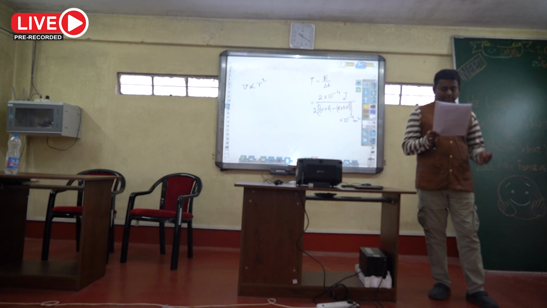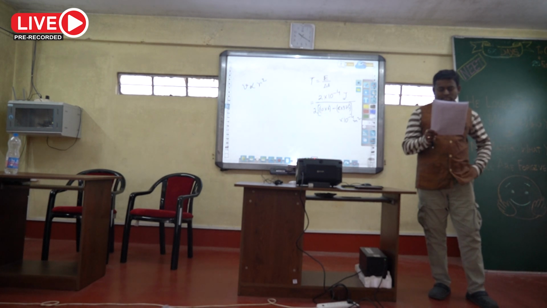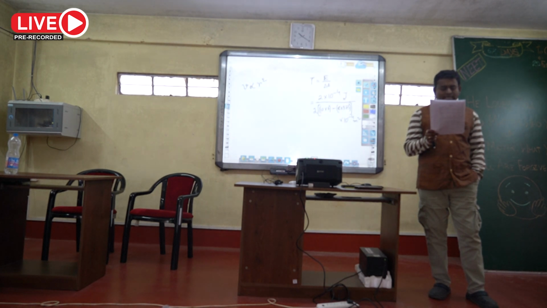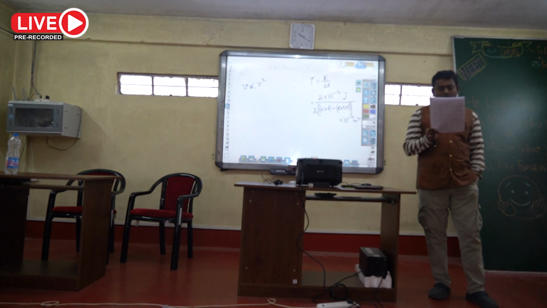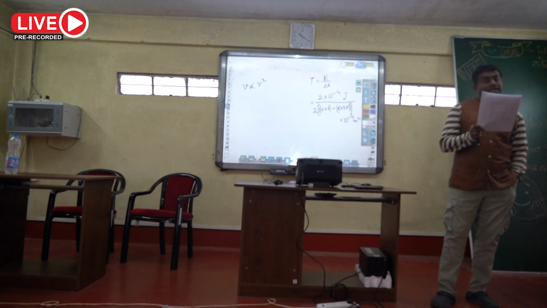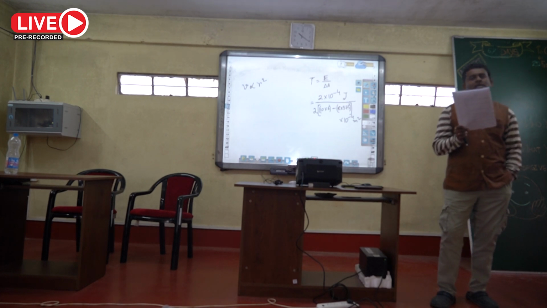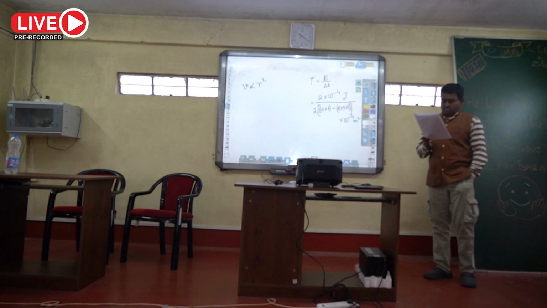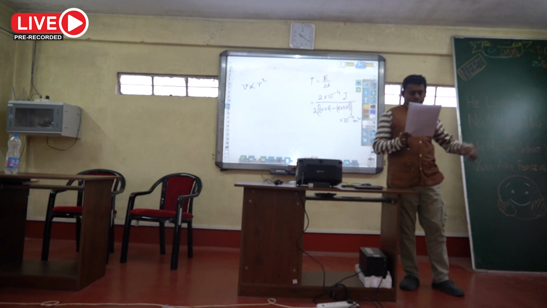Then question number 18. In a thermodynamic process, the pressure of a fixed mass of gas is changed in such a manner that the gas releases 20 joule of heat and 8 joule of work is done on the gas. If the initial internal energy of the gas was 40 joule, what is the final internal energy? Simply use the first law of thermodynamics and you will find the answer. It is 28 joule.